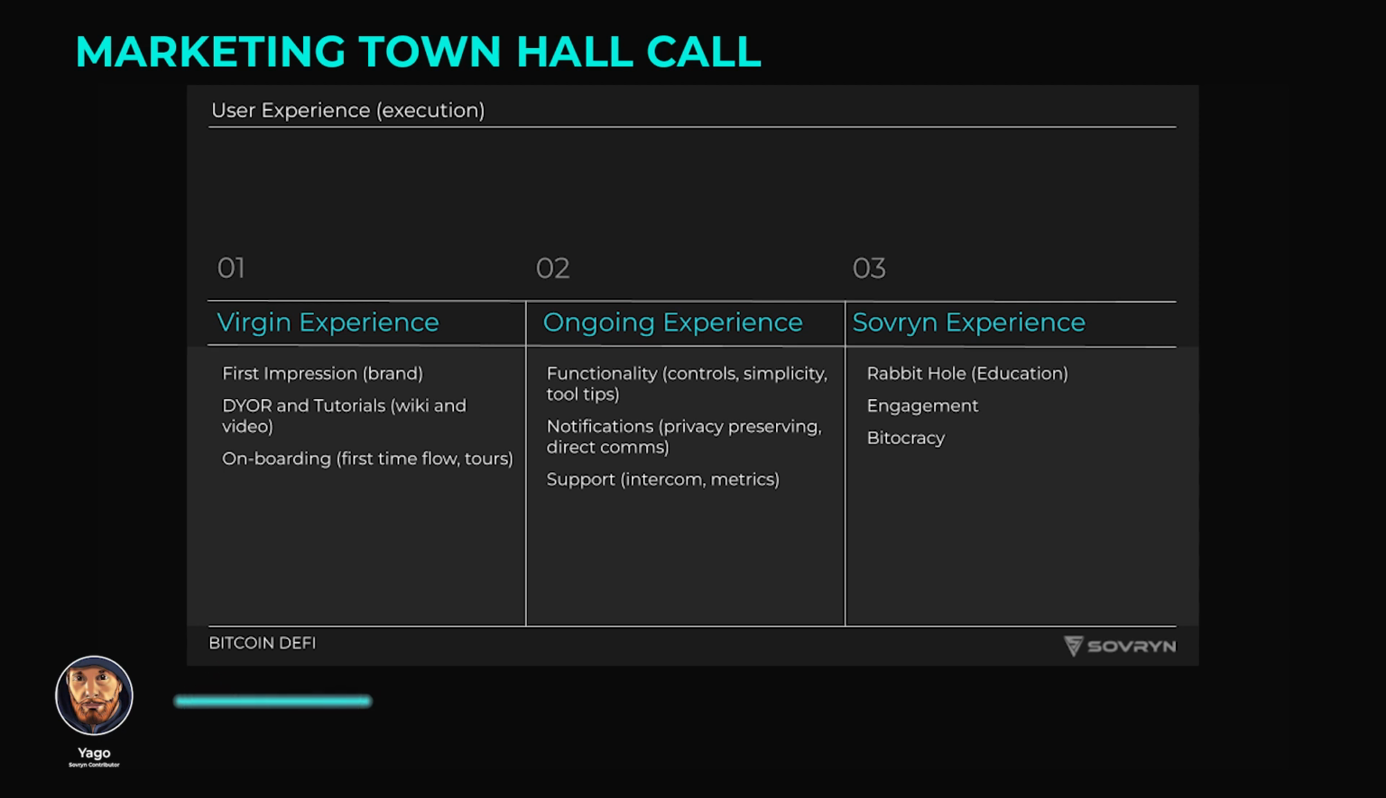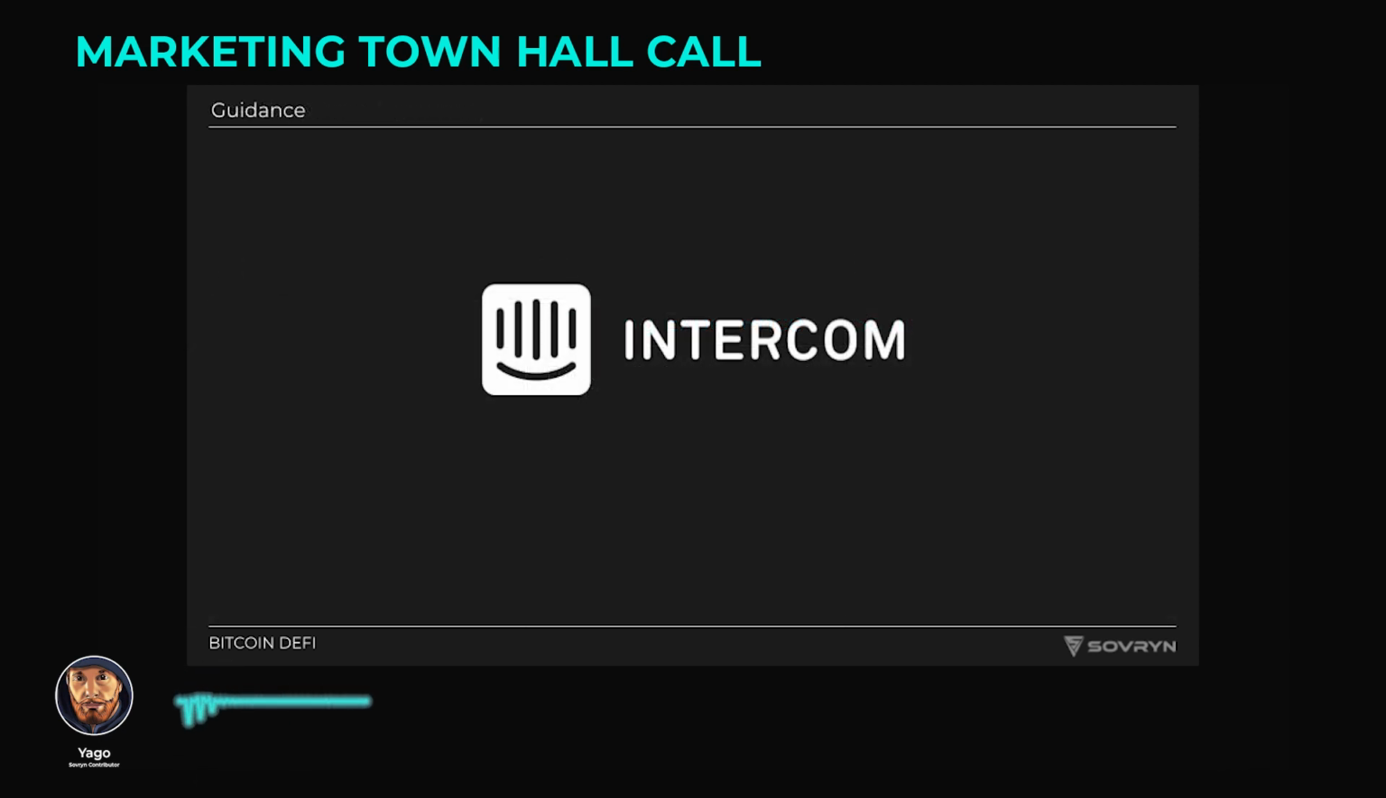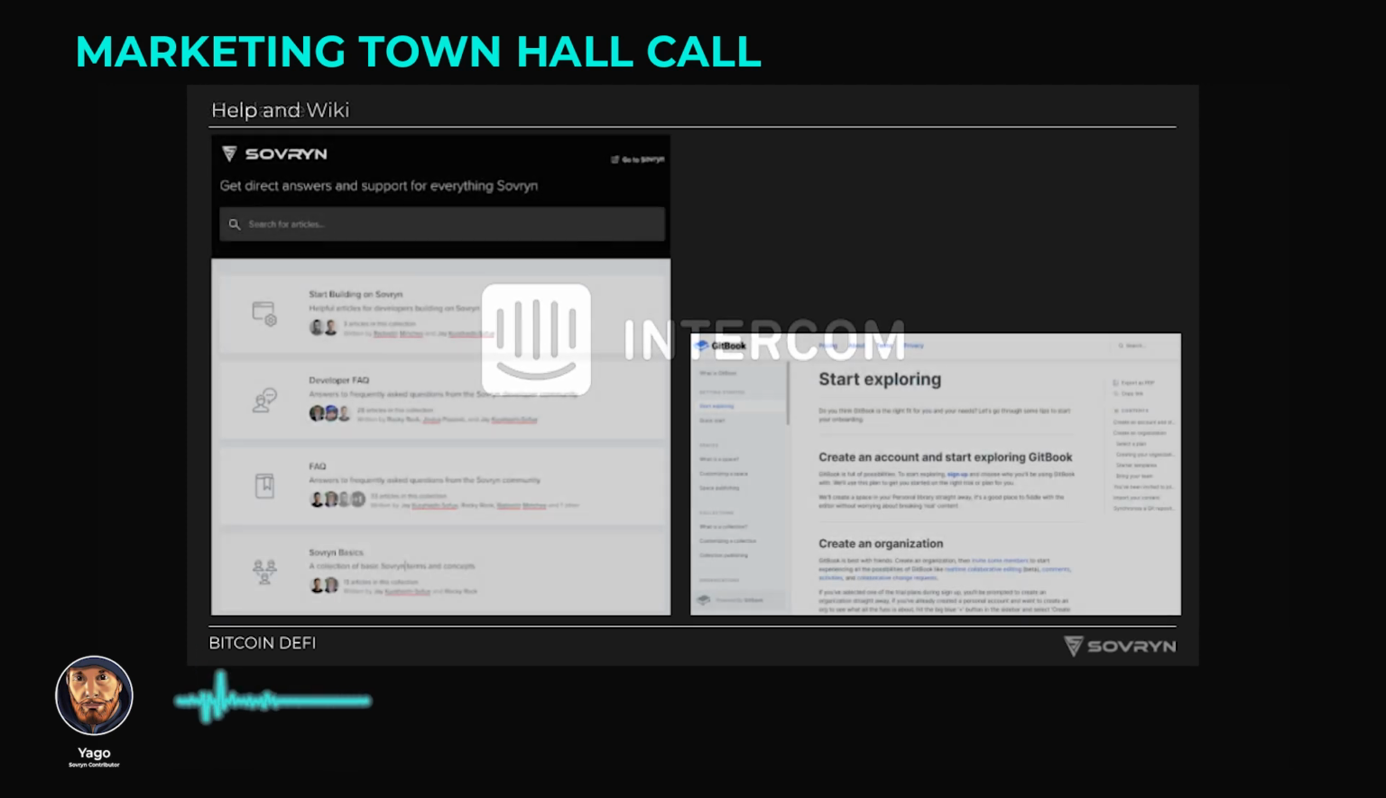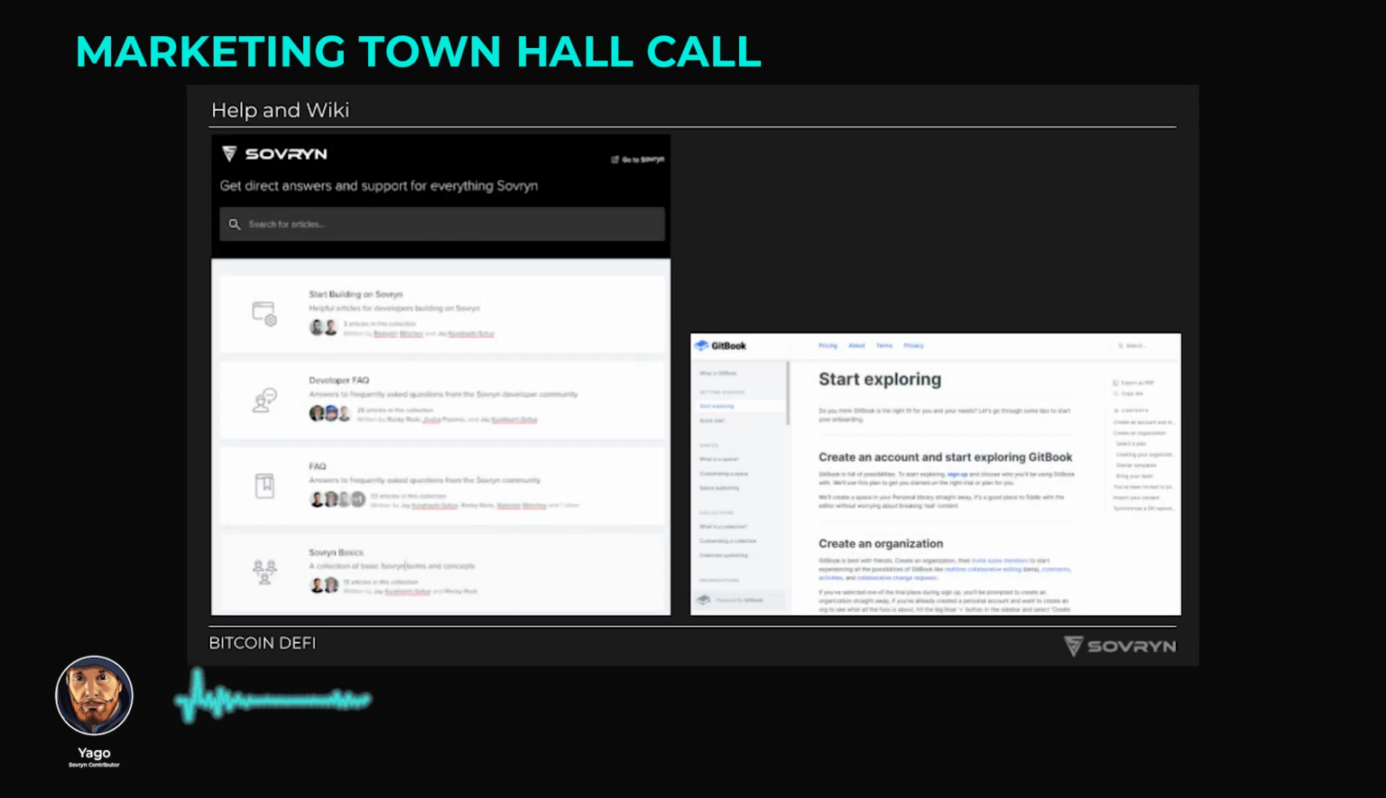And in terms of doing this, we've already gotten to the point that we're about to introduce Intercom, which will provide a much more streamlined way of communicating with our users. We are improving the Gitbook, in other words, the wiki. We're improving answers, and there's a large number of other pieces that are going to be going into this.